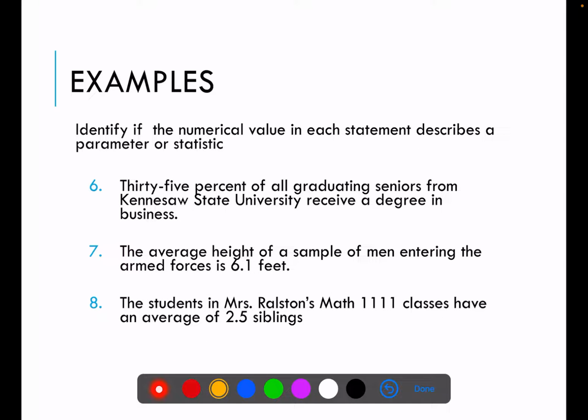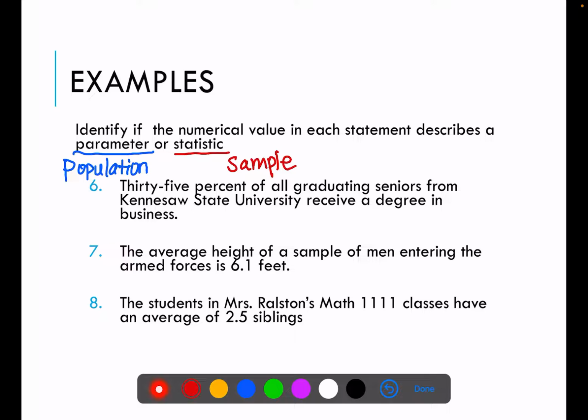Another example, we want to identify if the numerical value in each statement describes a parameter or a statistic. So remember, a parameter describes a population characteristic, and a statistic describes a sample characteristic. Population begins with P, parameter begins with P, sample begins with S, statistic begins with S. That's another way to understand the association.